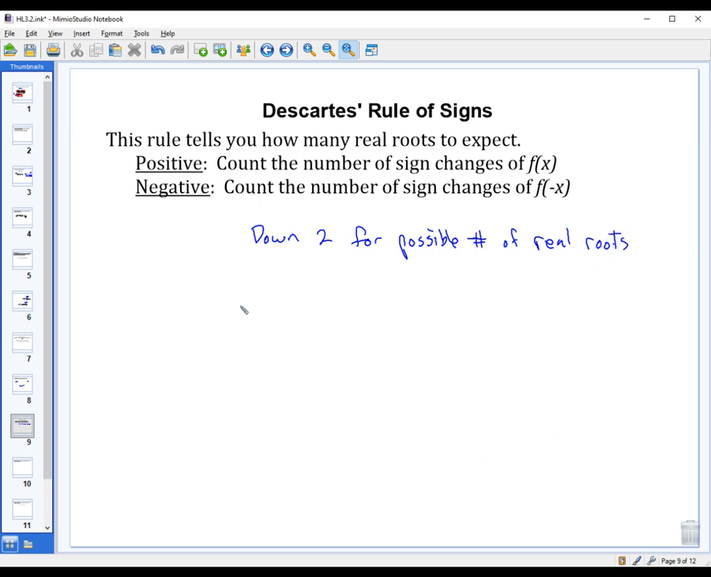So for example, if we came out with 6 sign changes, then there could be 6, 4, 2, or 0 positive ones. If we came out with the number 5, there could be 5, 3, or 1 real positive solutions or roots. So just remember that it always goes down by pairs.